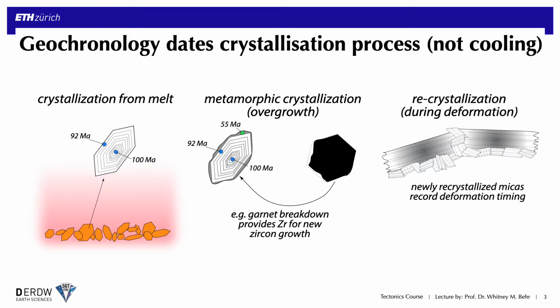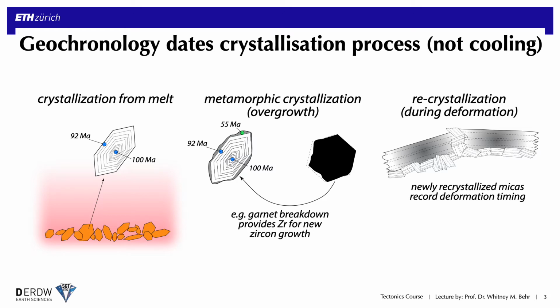A few caveats to keep in mind when considering radiometric dating techniques, which are the ones most commonly applied in tectonics. We use the term geochronology rather than thermochronology to indicate the timing of crystallization and not cooling. That crystallization can occur in different ways. For example, crystallization from melt, such as the cartoon on the left. That's one of the simplest forms of crystallization. The radiometric clock starts as soon as the mineral crystallizes out of the melt.